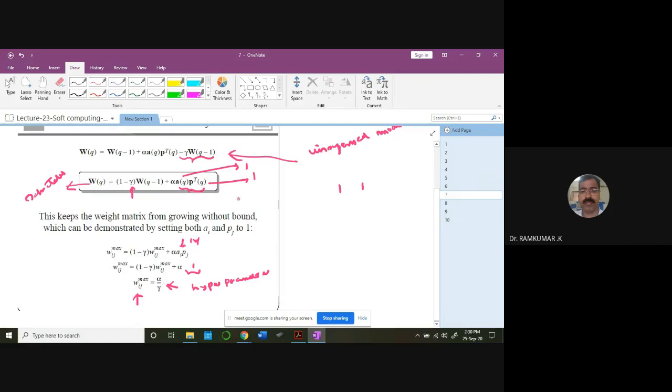For updation of the weight, what do I need to have? AQ should be high, the network output should be high, the input is high. There should be a stimulus, and there should be a response. Then only the weight will be updated.